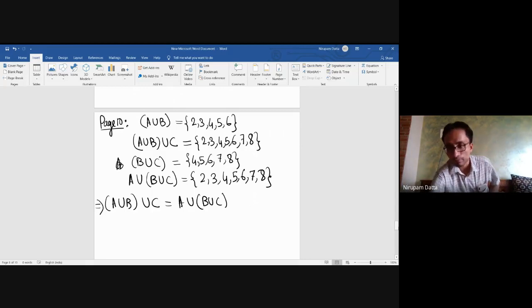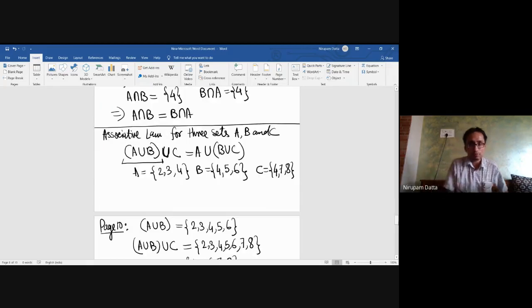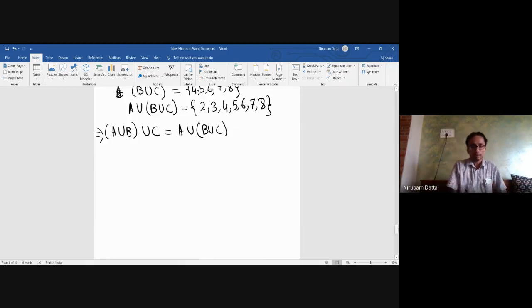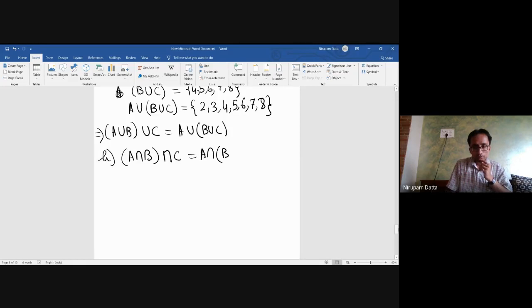What is the second part of the associative law? This is part A of the associative law. So there are two associative laws for three sets. Now what is part B? Part B says A intersection B intersection C should be equal to A intersection with B intersection C. Okay. So here we can find it out. A intersection B is equal to how much?